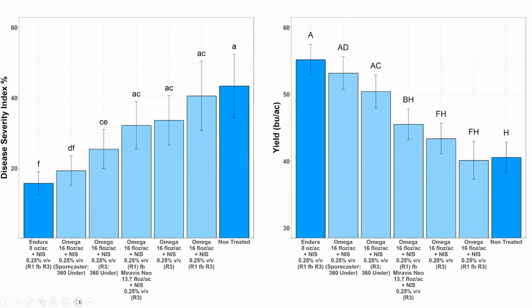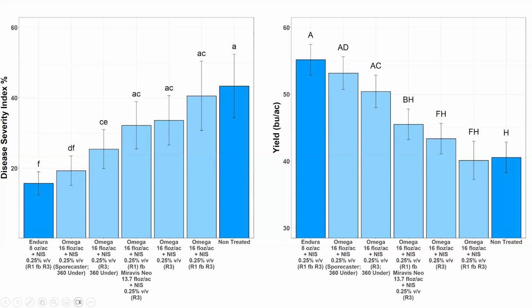Now, when we applied Omega with these 360 undercovers on the left-hand side here, we saw similar or low levels of white mold development comparatively to our Endura 2-pass program. But when we applied Omega over the top, again not getting to those flower tissues appropriately, even as a 2-pass program of Omega at R1 and R3, we don't see that level of control. And that's exemplified on the right-hand side here, again, with yield.